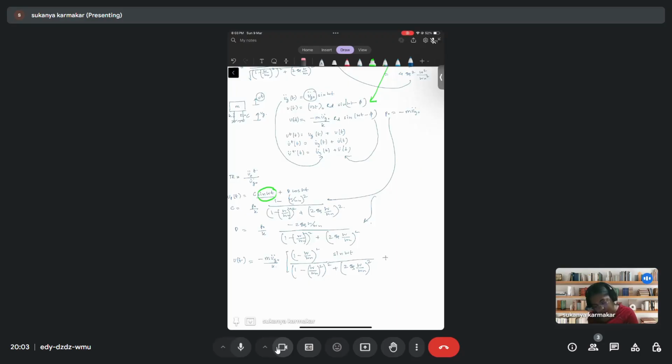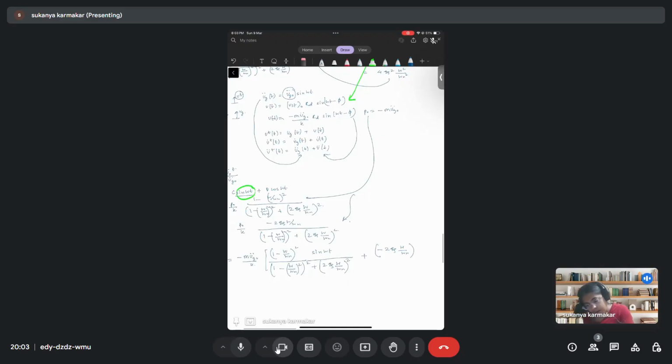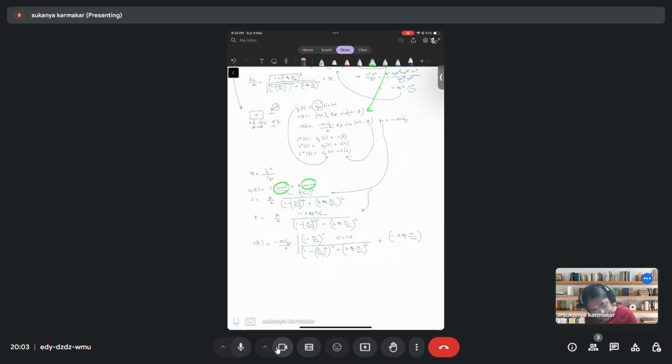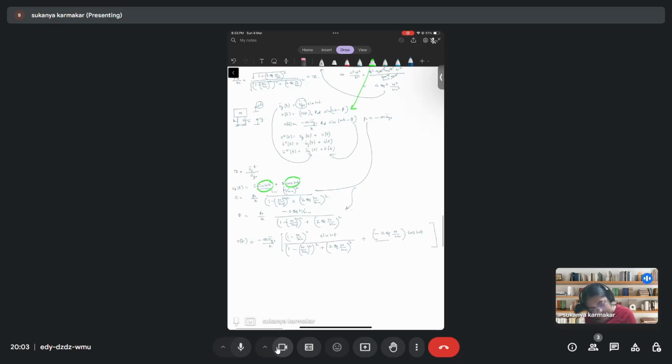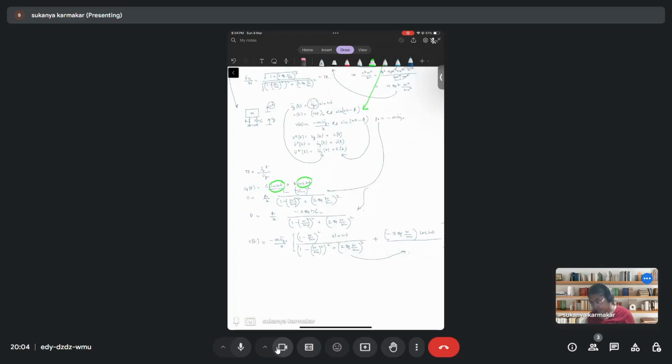Then plus substitute the value of D, which is minus 2 zeta omega by omega n. Then you have the cos omega t term, and you have the same denominator like this. Okay. Now this is the value of u of t.